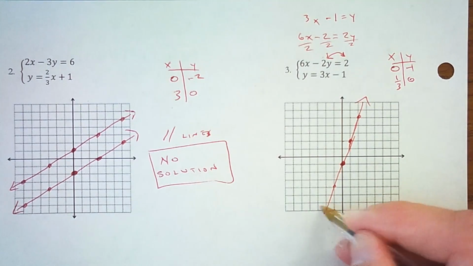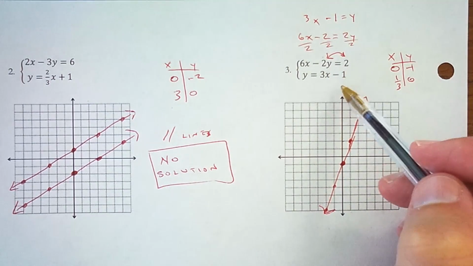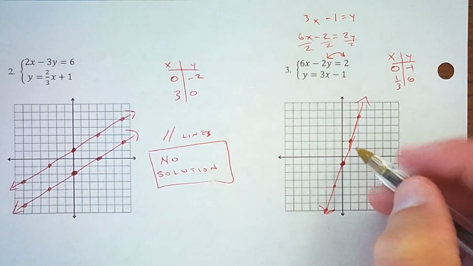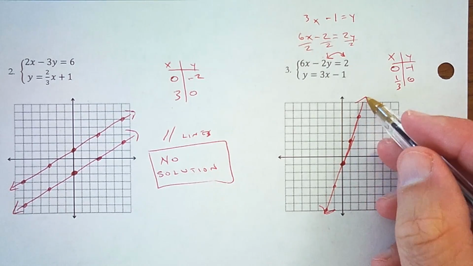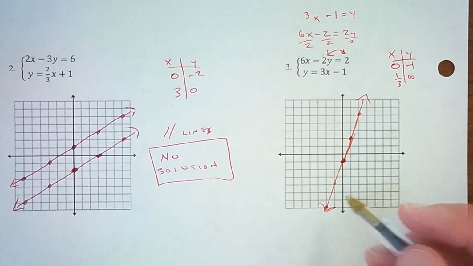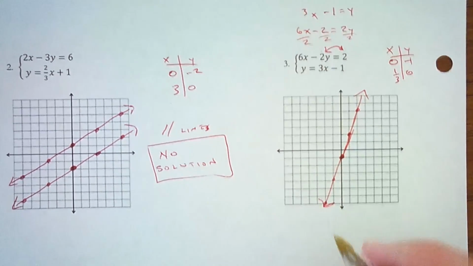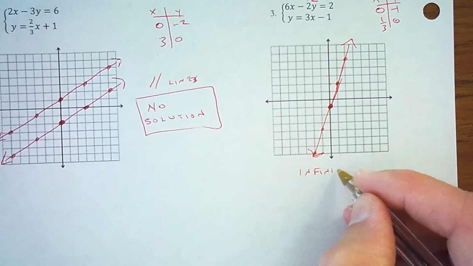So there's the graph of the first function. Now the next one looks like the same line, doesn't it? Y equals 3x minus 1. We've got a y-intercept of negative 1, a slope of 3. So it's going to fall on exactly the same line, which means that there's an infinite number of points of intersection, so there's an infinite number of solutions.